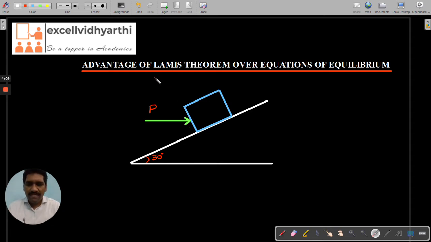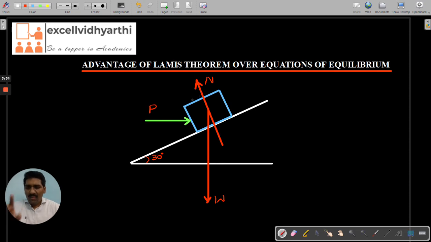First of all, I will calculate this P by using the equations of equilibrium. Before writing the equations of equilibrium, we have to draw the free body diagram. The first thing in the free body diagram is the weight of the body acting downward. The second is the normal reaction acting perpendicular to the surface. So this becomes the weight and this becomes the normal reaction, N.